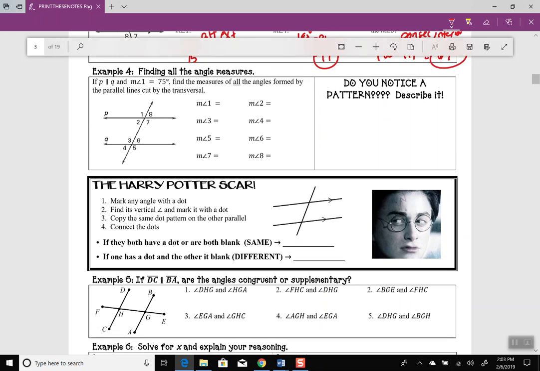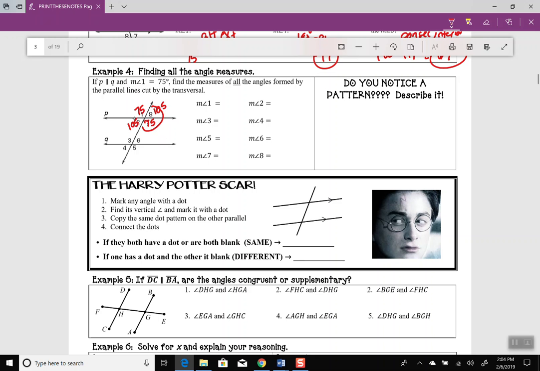Okay. If P is parallel to Q and the measure of angle 1 is equal to 75 degrees, find the measures of all the other angles. So there's a couple ways we can do this, but we can maybe notice that we have a half circle here. So 75 plus something needs to get you to 180, so 8 would be 105. Maybe we then could do another half circle, or we know that by vertical angles, these are going to be equal.